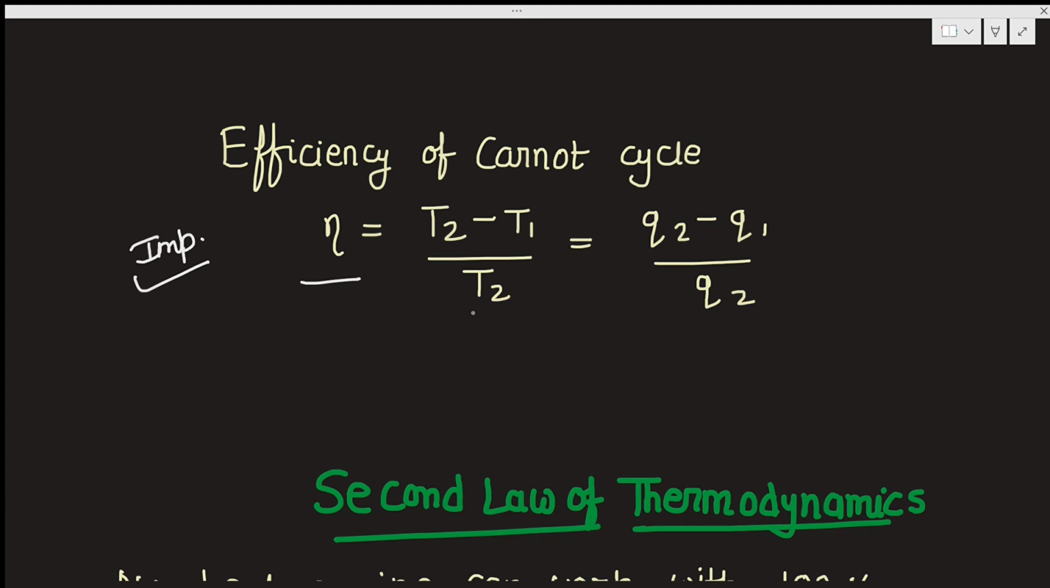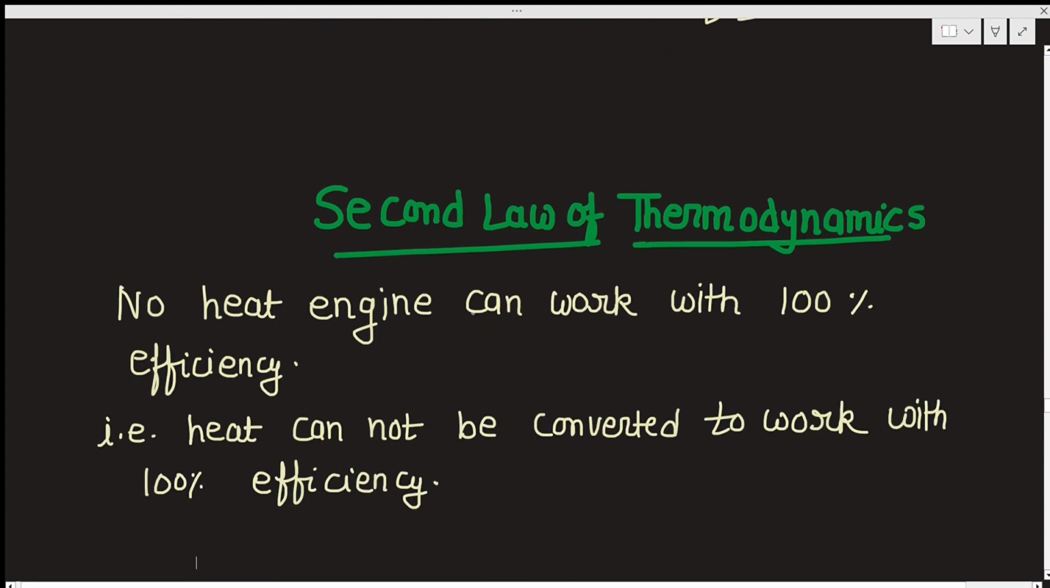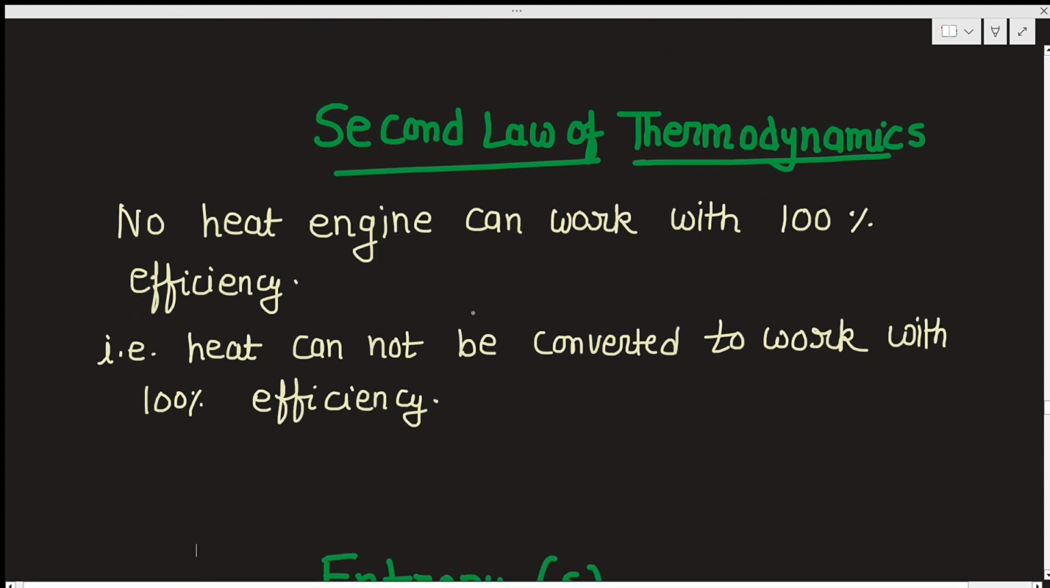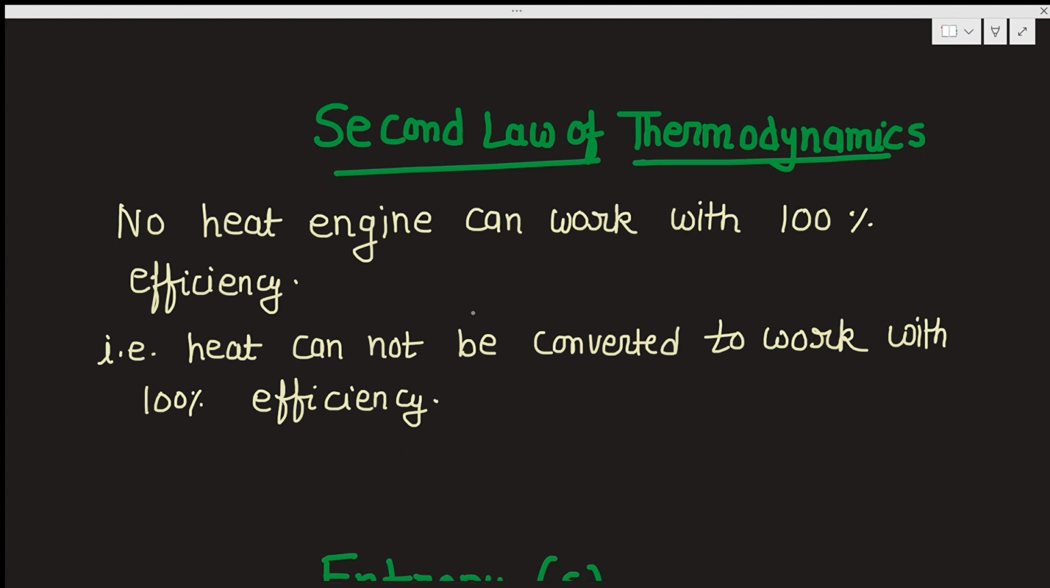Now come to the second law of thermodynamics. Actually, on the basis of the Carnot cycle, the second law of thermodynamics was given. That says no heat engine can work with 100% efficiency. It means if you can change heat to work 100%, then it is called 100% efficiency. But actually, it is not possible. Heat cannot be converted to work with 100% efficiency. Can you do it? No, it cannot be done.